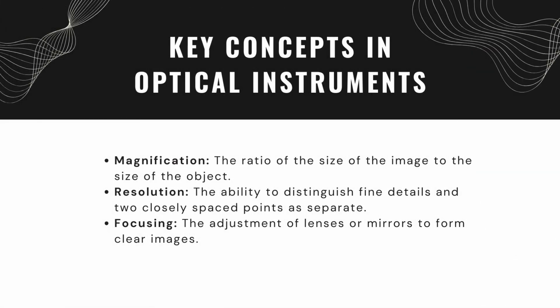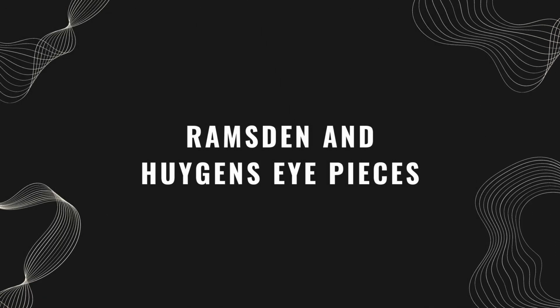Key concepts in optical instruments are magnification, that is the ratio of the size of the image to the size of the object. Next one is resolution, that is the ability to distinguish fine details, and lastly is focus. Focus is the adjustment of lenses or mirrors to form a clear image. In optical instruments like microscopes and telescopes, eyepieces are critical for magnifying the image produced by the objective lens. Ramsden and Huygens eyepieces are two popular designs used to enhance viewing quality.